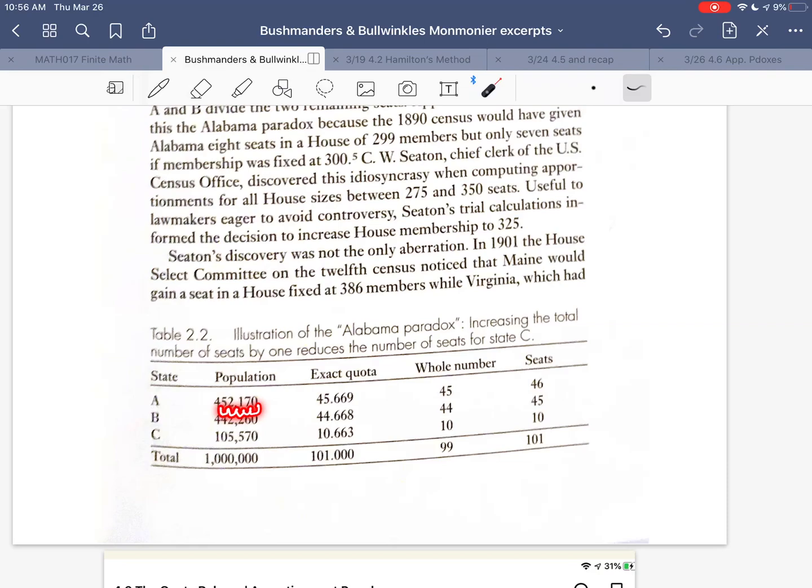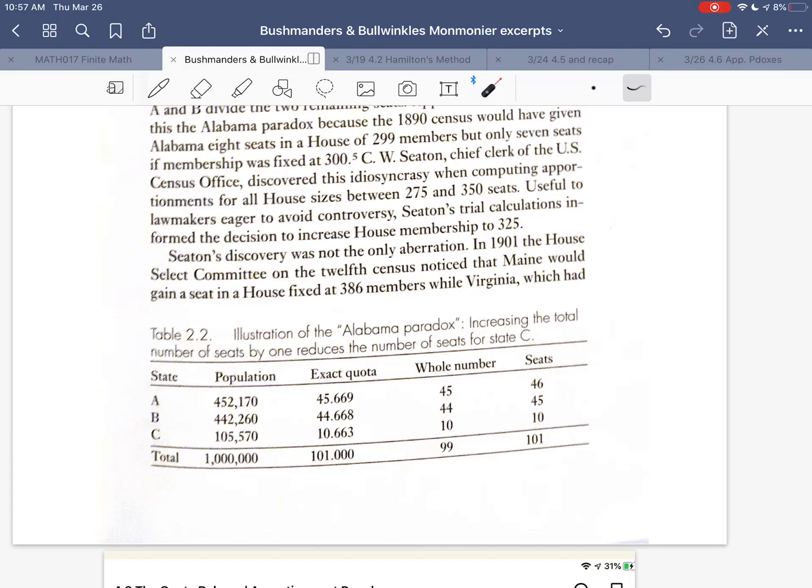We divide total population by the number of seats, 100, to get the standard divisor. 1 million divided by 100 is 10,000, so you move the decimal point over 4 places. You get exact quotas: 45.669, 44.668, and 10.663. So when we round each of these down, we get 45, 44, and 10, right? But that only gives us 99 seats.